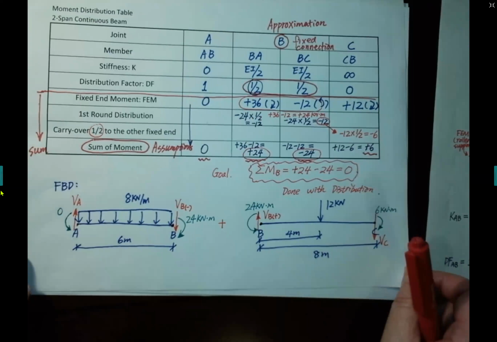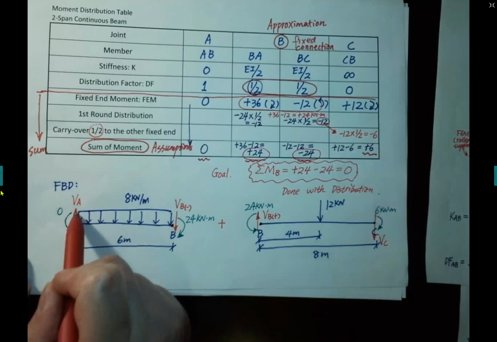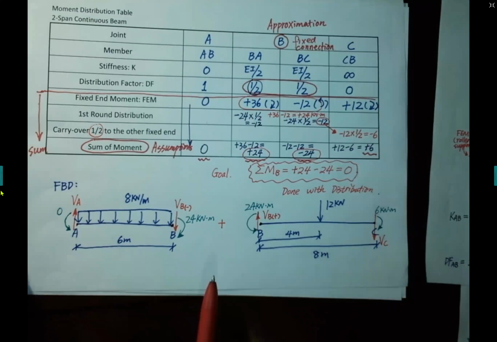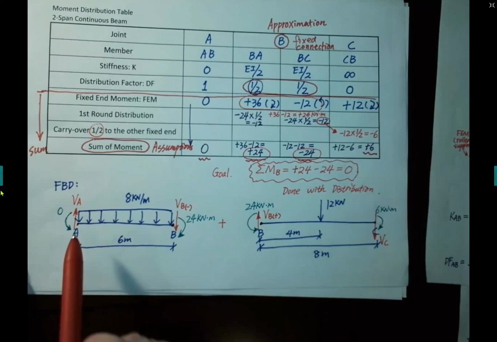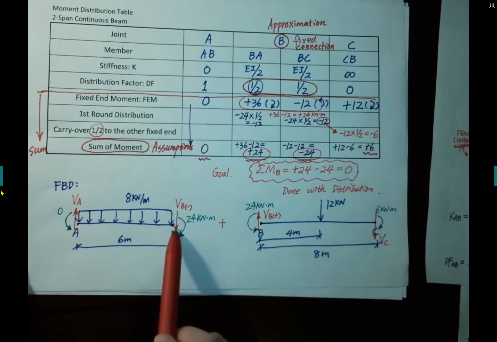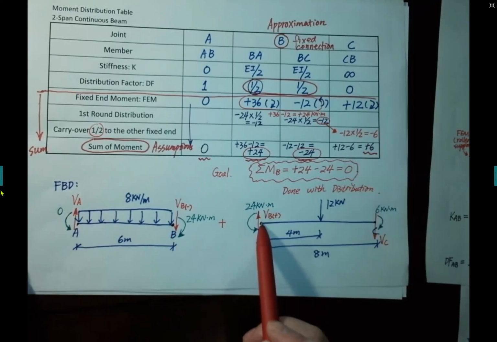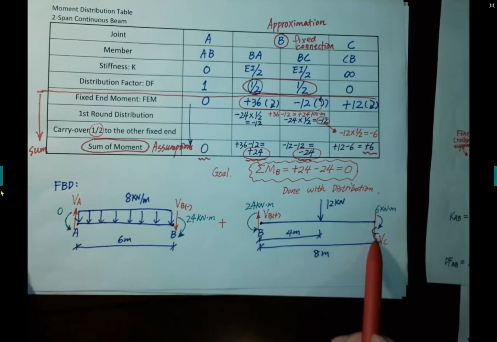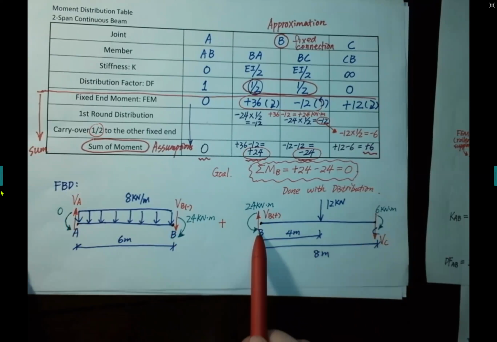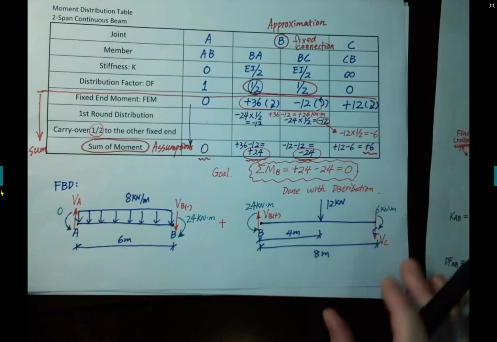So in order to calculate the shear force, now we need to use the equilibrium of each member. For member AB, for example, we can sum the moment at A to get VB, and then sum the force in the y direction to get VA. And for member BC, we can sum the moment at B to get VC, then sum the force in the y direction to get VB.